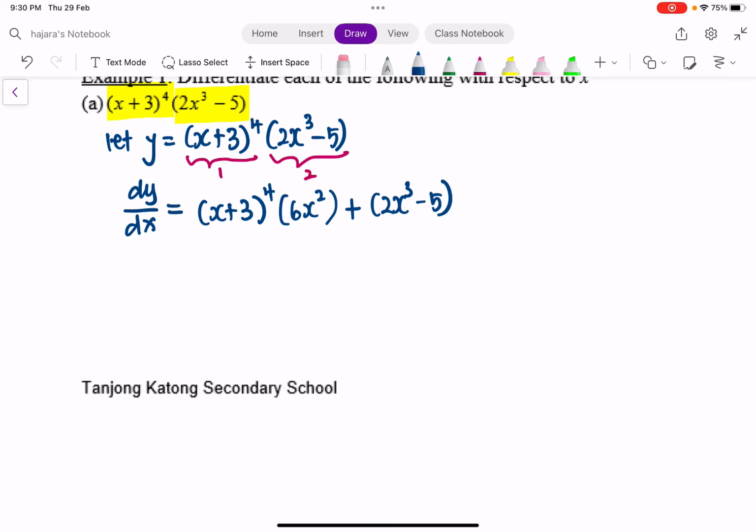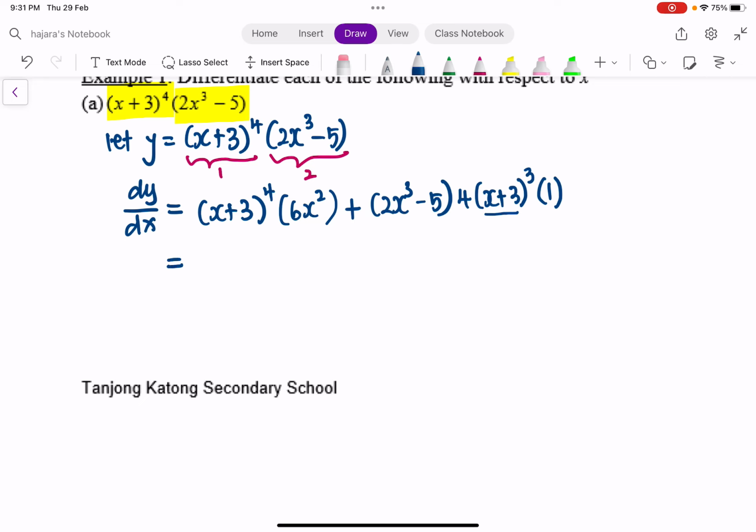Then I can differentiate (x + 3) power 4. So I will need chain rule to differentiate this. Bring down the power. Power decrease by 1. Then I need to differentiate whatever is in the bracket. So differentiating x plus 3 will give me 1. Okay, so this part here I needed to use chain rule. So this is actually the answer when we use product rule to do the differentiation.